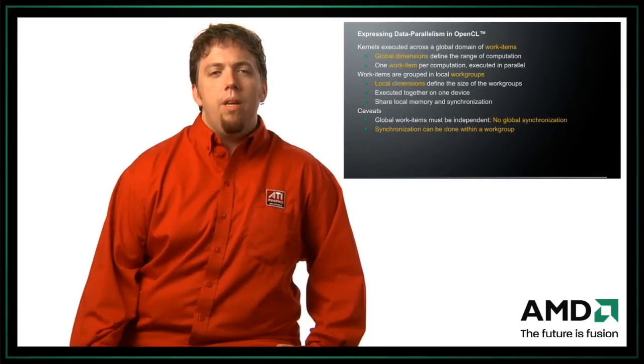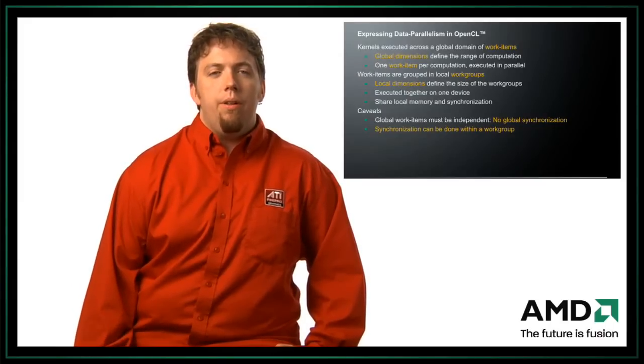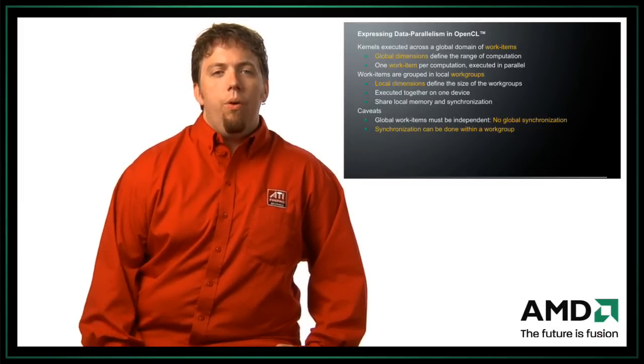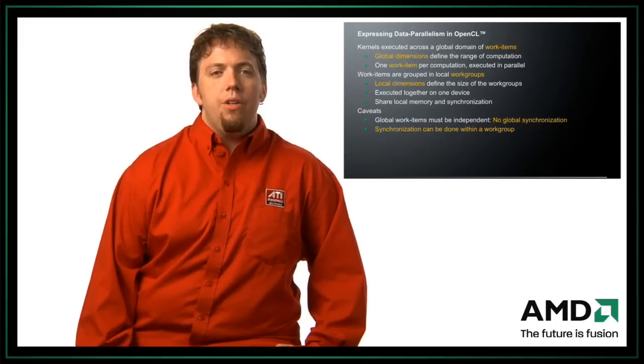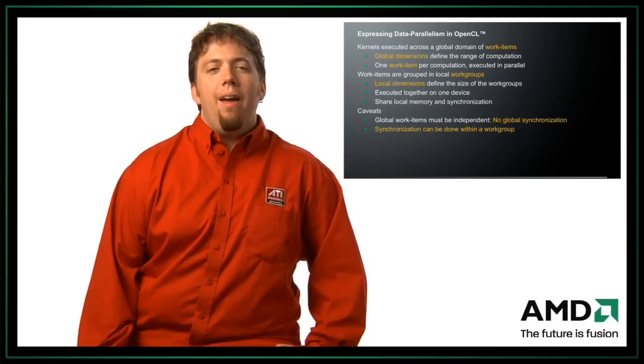Because the whole point of OpenCL is to let us use highly parallel devices to accelerate computation. So when we group our domain into work groups, we know that those work groups will be executed together and they can share resources and collaborate together. So there are some caveats though.